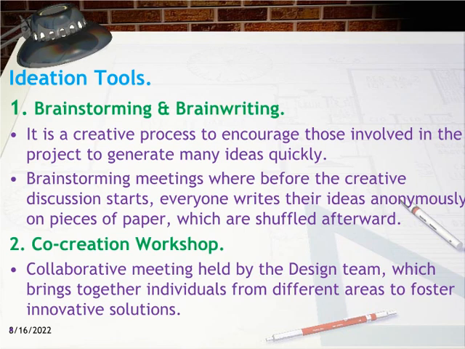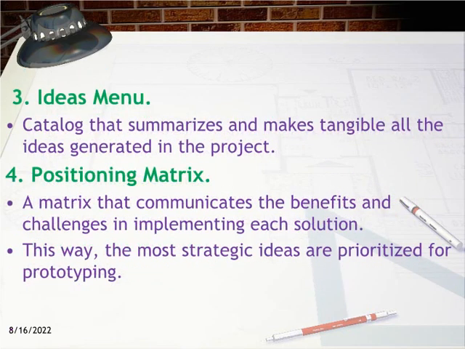3. Ideas menu. Catalog that summarizes and makes tangible all the ideas generated in the project. 4. Positioning matrix. A matrix that communicates the benefits and challenges in implementing each solution. This way, the most strategic ideas are prioritized for prototyping.